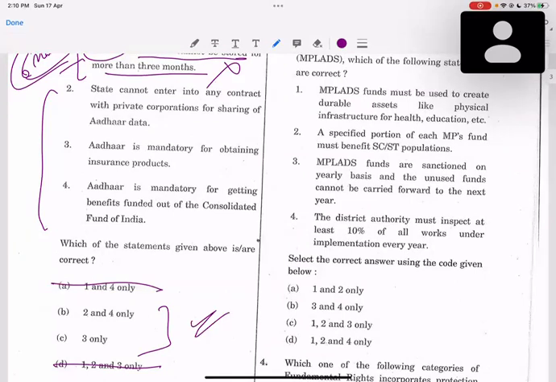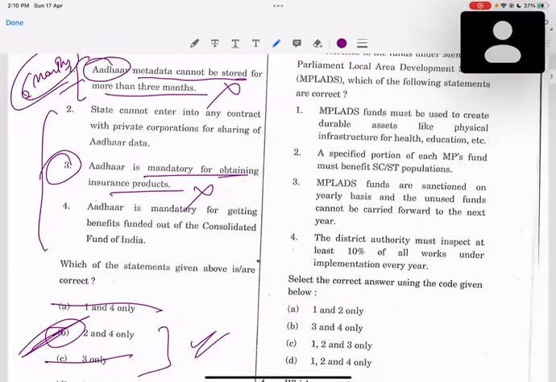Look at the third option: Aadhaar is mandatory for obtaining insurance products. No. The Supreme Court judgment and even the Aadhaar Act say that Aadhaar is mandatory for government schemes, but they don't talk about insurance products. Government may or may not make it mandatory. So the third is definitely wrong. So easily, through the elimination technique, you can solve it.